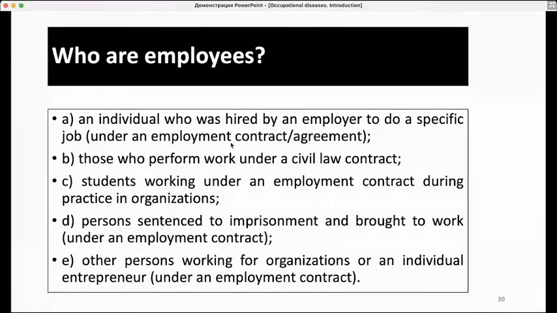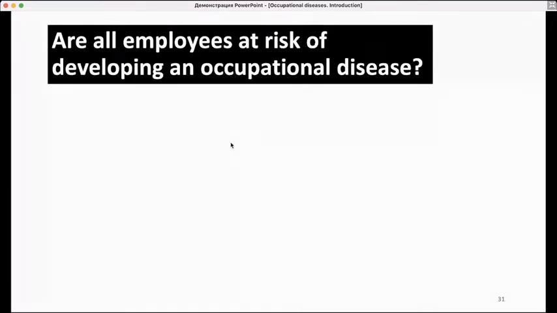And here you can see one word repeated: contract. So we can say that those people who have an employment contract are employees, and they can get the label of occupational disease. The next question: are all employees at risk of developing an occupational disease?